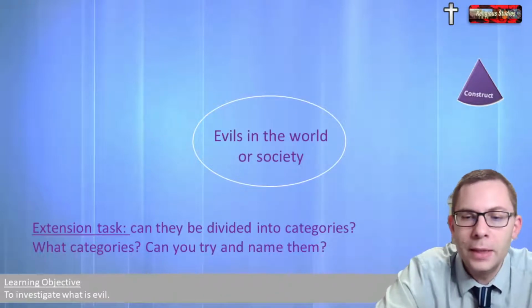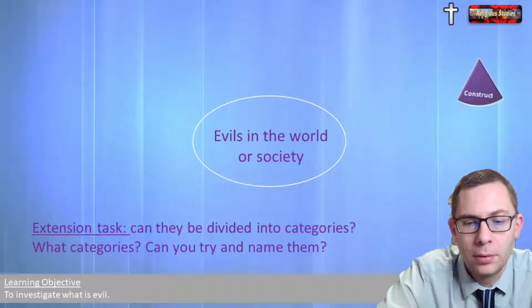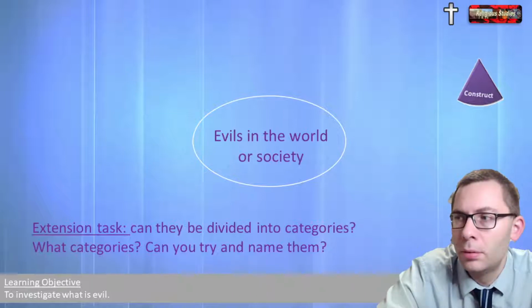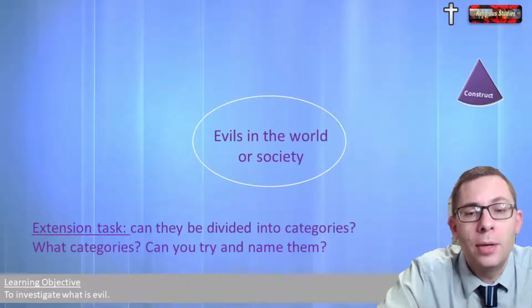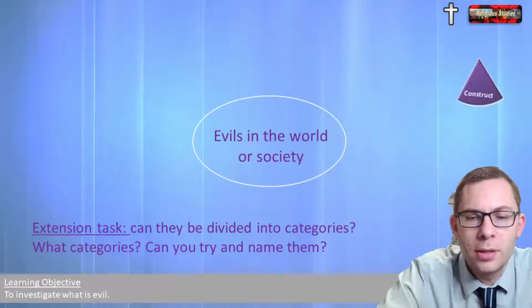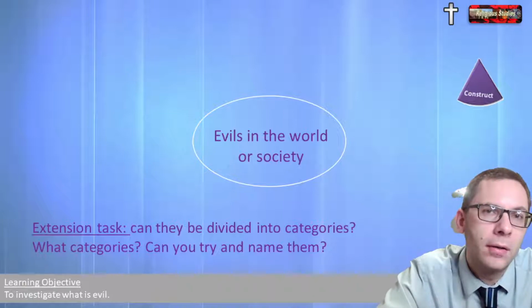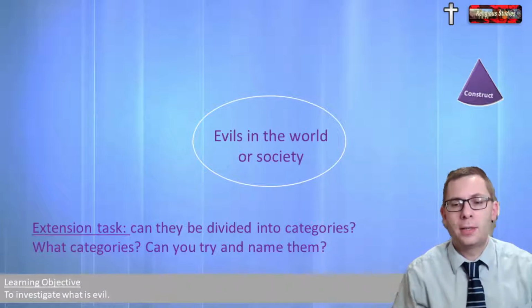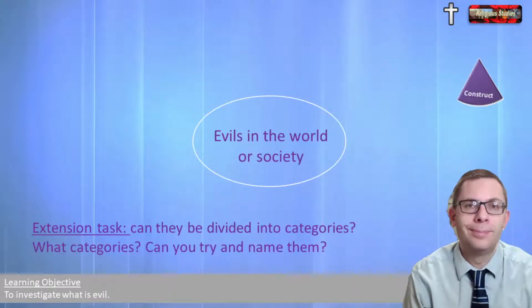So let's continue then. What I'd like you to do is do another mind map. So what I'd like you to do is do another mind map, and on this do evils in the world or society. And this is going to be quite large, this one, because what I'm going to ask you to do is to write down any examples of evil, which could include suffering, that you can think of. So you're going to be putting a lot down for this time. So give that a go now. What examples of evil can you think of in the world around you?